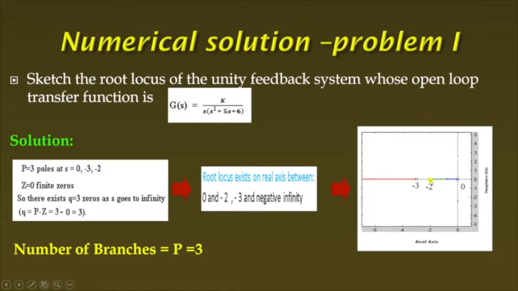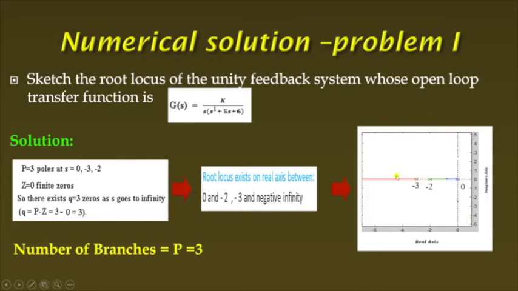Similarly, if we consider any test point between minus 2 and minus 3, then on the right hand side of this test point, the total number of poles is 2. That means even, so there is no root locus on the real axis between minus 2 and minus 3.